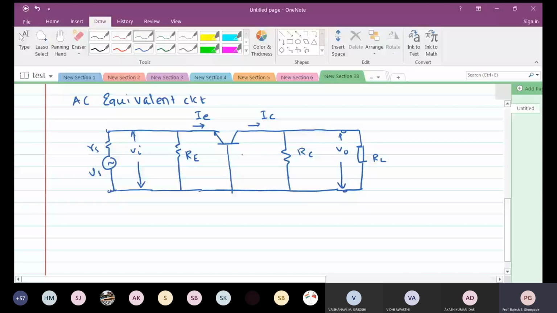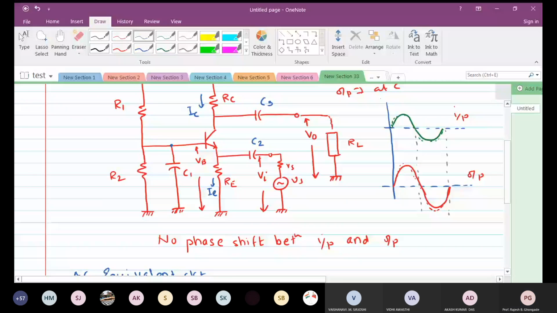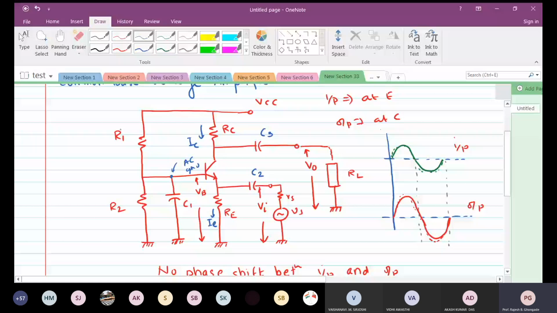See what we have done. This point is at AC ground because of this capacitor. So look at one end of R1, which is connected to VCC, which is essentially AC ground for us. So there is ground on both sides of R1. So it is shorted out. And isn't R2 also the same thing? Yes, sir. R2 also has the same issue, the same concept. So we don't have R1, R2 here.